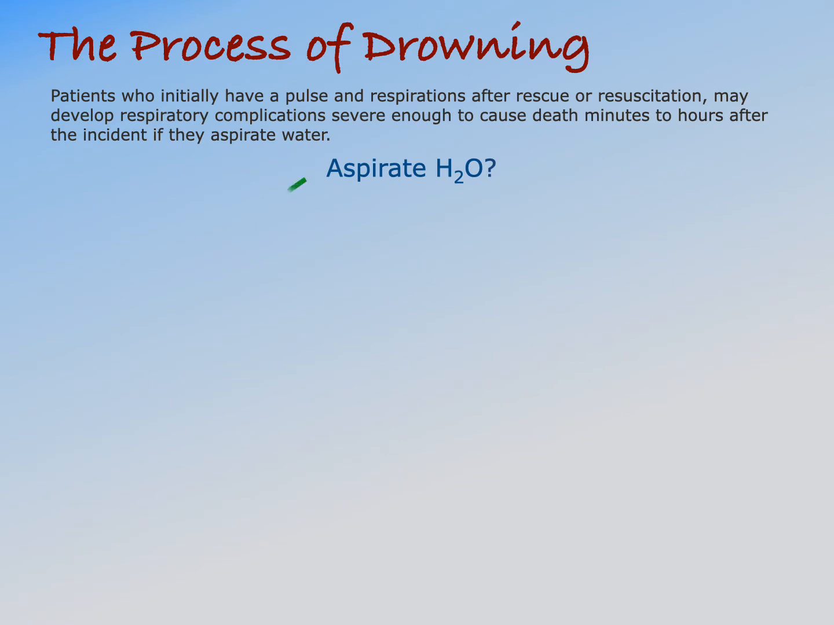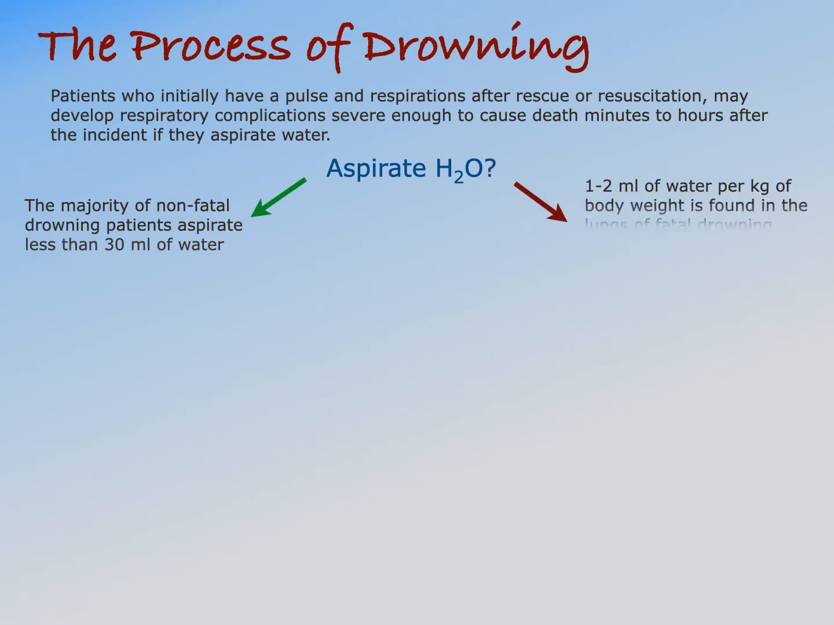But here's some information for you. The majority of non-fatal drowning patients aspirate less than 30 milliliters of water. Many don't aspirate any. So water's not getting into their lungs. That's interesting. 1 to 2 milliliters of water per kilogram of body weight is found in the lungs of fatal drowning patients on autopsy. That means people who have died from drowning, when they're autopsied, have only 1 to 2 milliliters of water per kilogram of body weight in their lungs. That's not a whole lot.